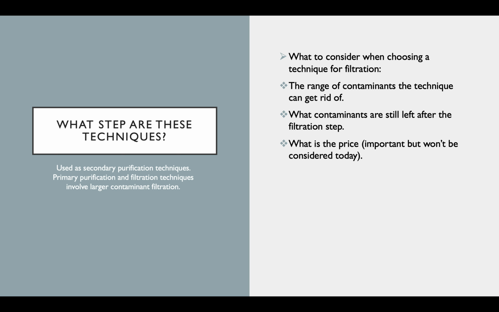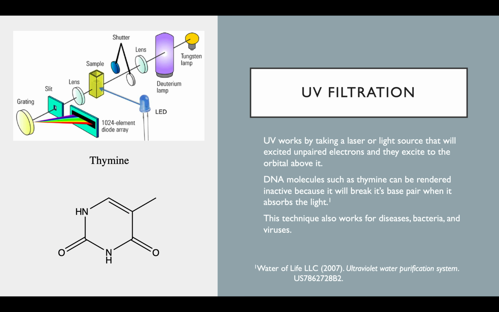At what step are these techniques in the purification process? They are the secondary purification technique; the primary purification technique is used to get rid of bulk contaminants. Some things to consider when choosing a filtration technique are the range of contaminants the technique can get rid of, what contaminants are still left after the filtration step, and what the price is, but that's not as important in considering the effectiveness of a filtration technique, so that won't be looked at.